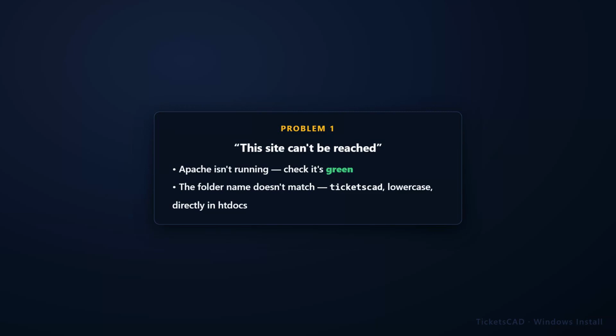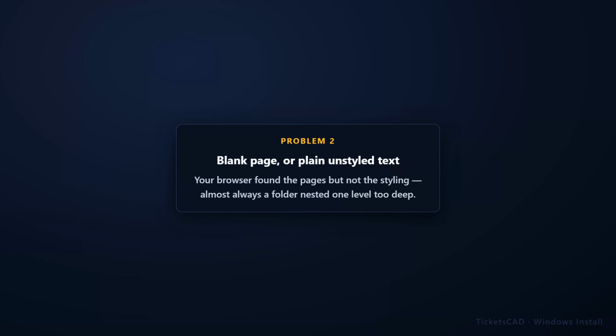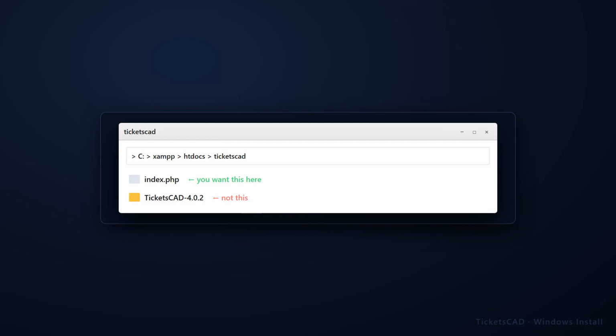Problem 2. The page loads, but it is completely blank, or it looks like plain text with no colors, no boxes, and no menus. Plain, unstyled text means your browser found the pages, but not the styling files, which almost always means the folder is nested 1 level too deep. Look inside your TicketsCAD folder. You should see index.php sitting right there. If instead you see another folder with the version number in its name, you have a folder inside a folder. Move the inner one up and you are done.